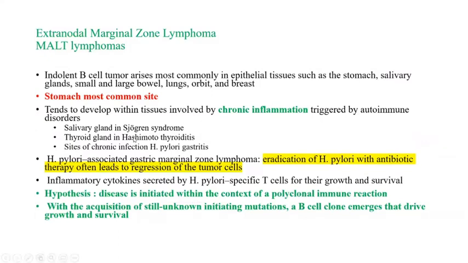It can be like Sjogren syndrome. These are all autoimmune diseases, Hashimoto thyroiditis, and very important is H. pylori gastritis, which happens in the stomach. Normally when you treat with antibiotics, there is eradication, but in some cases the cell can undergo neoplastic clonal transformation, and then they develop into marginal zone lymphoma. So basically the trigger is chronic inflammation. In the background there is long-standing chronic inflammation, and then there is clonal selection, and then they develop into marginal zone lymphoma, which arises from the outermost layer of the lymphoid follicle.